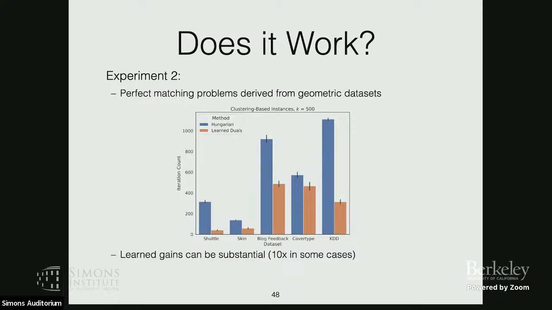We see we're never running worse than Hungarian. Sometimes our improvement is pretty modest. In other cases, we're getting a 10 times speed up. Okay, so what's the conclusion? Maybe there's something going on here where we can get some speed ups by predicting.